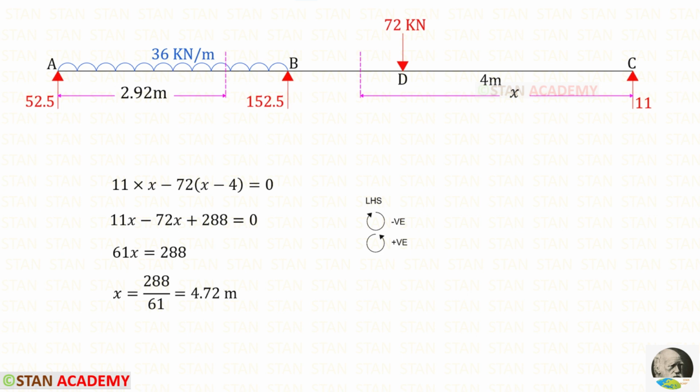Now let us find the distance in the span BC. I have made a section at a distance of x from C. Using the left hand side rule, we can find the distance as 4.72 meter.